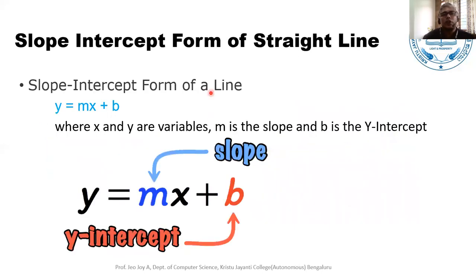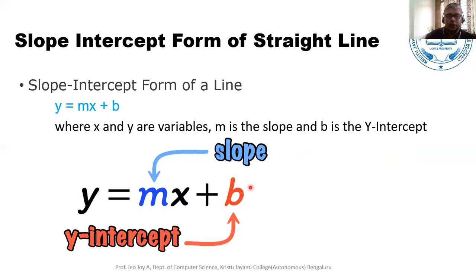There is a formula called the slope intercept form representation of a straight line, and it is again a first degree equation in two variables x and y. The generic form is y is equal to m into x plus b, where m is the slope of the straight line and b is called the y-intercept.